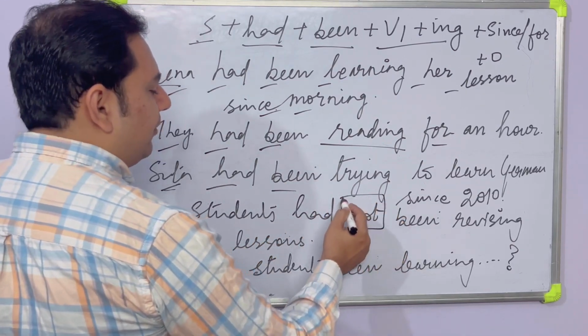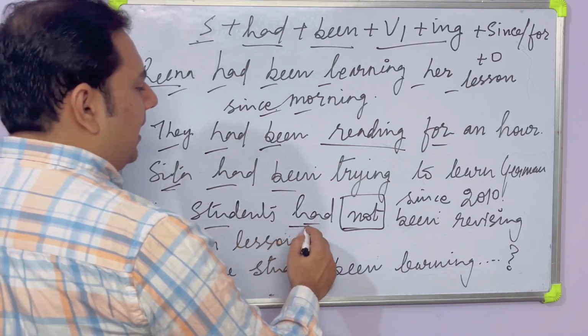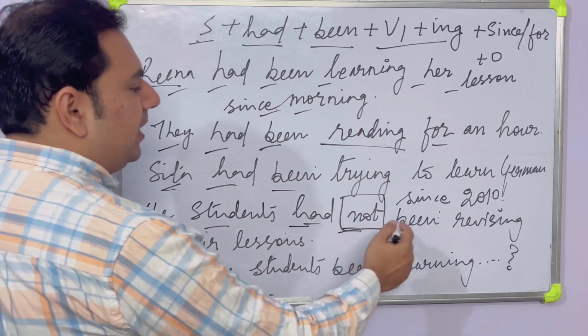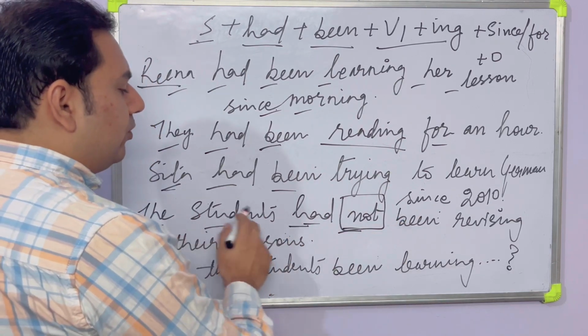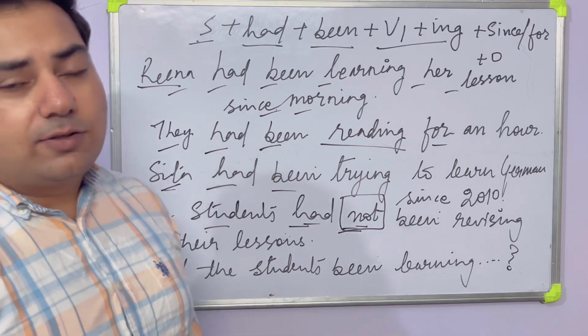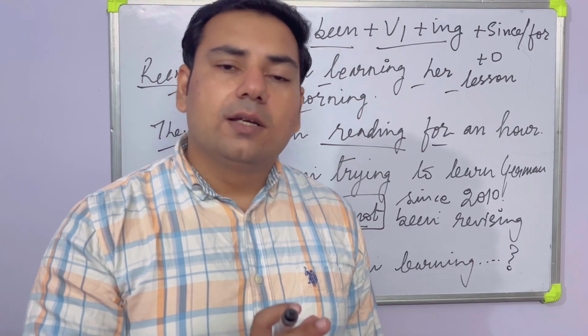So we just have to add not after had. Okay, the students had not been. Okay, it's not going to be like this: the students had been not revising. So the students had not been revising their lessons. So after had, you have to add the negative form not. Okay, keep that in mind.